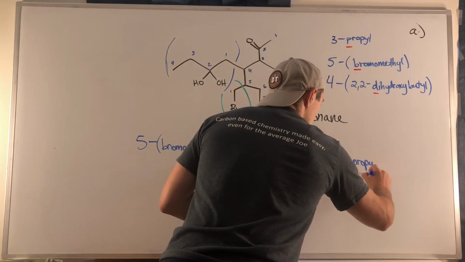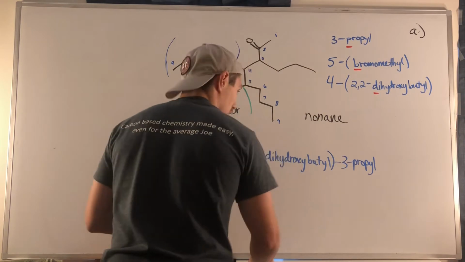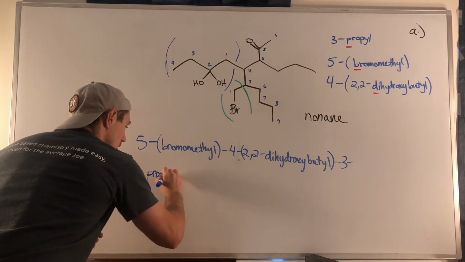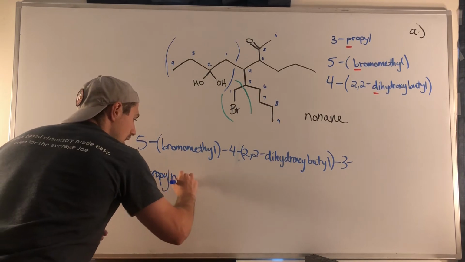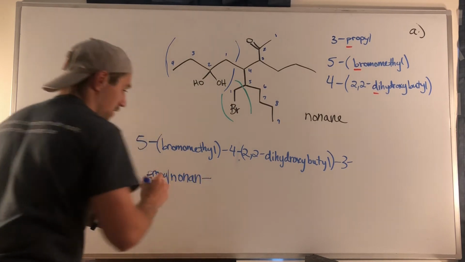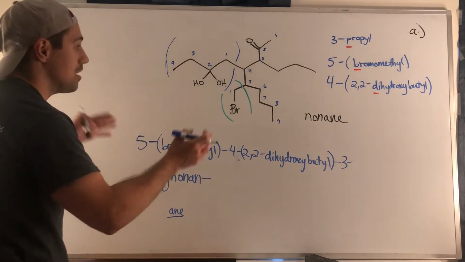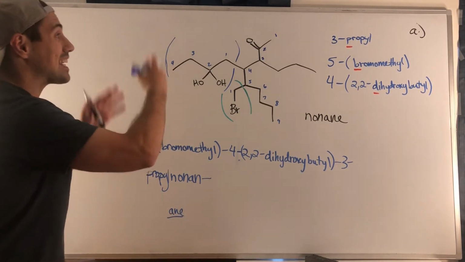And then we have the 3-propyl. And I'm gonna, just so I have some more space, propyl. And then it's going to be nonan, hyphen. So you don't end it with the A-N-E because that means alkane, but that's not our parent. This is a ketone overall.